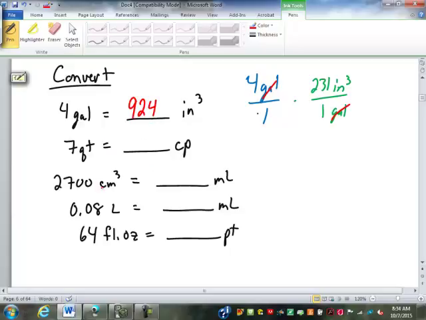7 quarts into cups. How many of you got 28? Okay, good. So we got quarts. I don't know a direct conversion from quarts to cups, but I can go from quarts to pints. 1 quart is 2 pints, canceling out the quarts. And then 1 pint is 2 cups, canceling out the pints. 7 times 2 times 2 is 28.